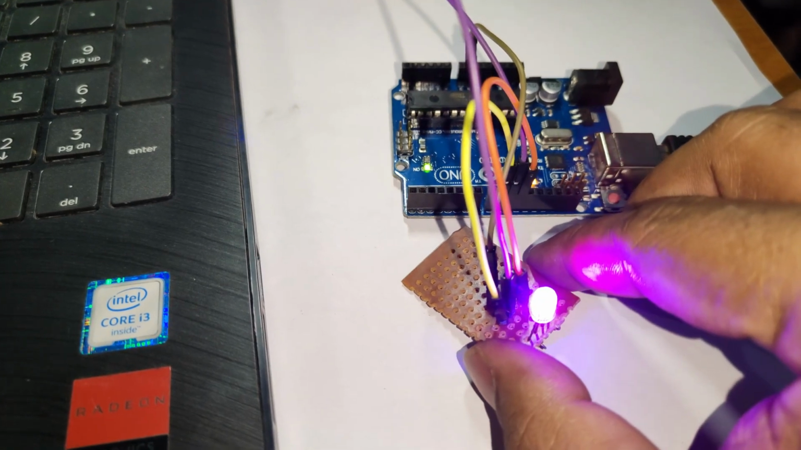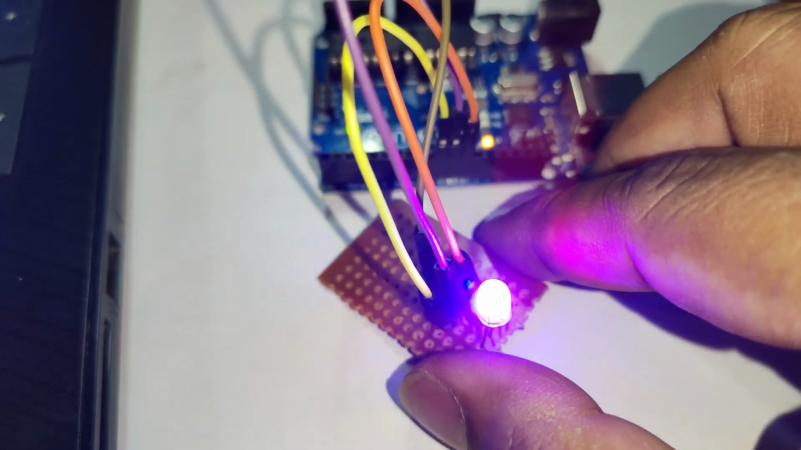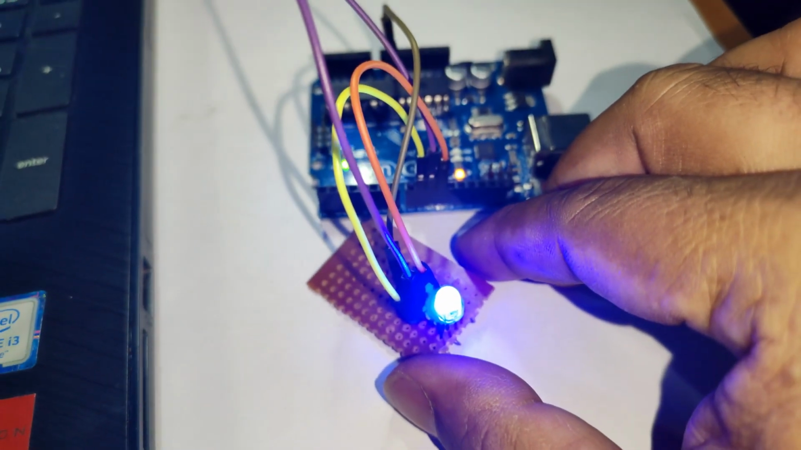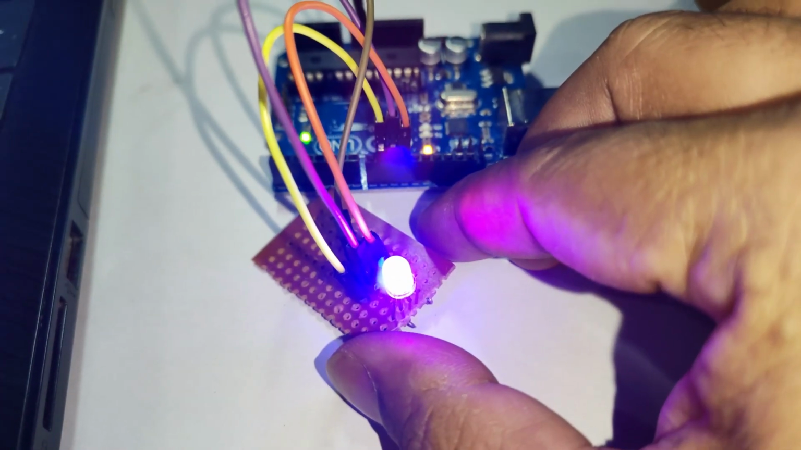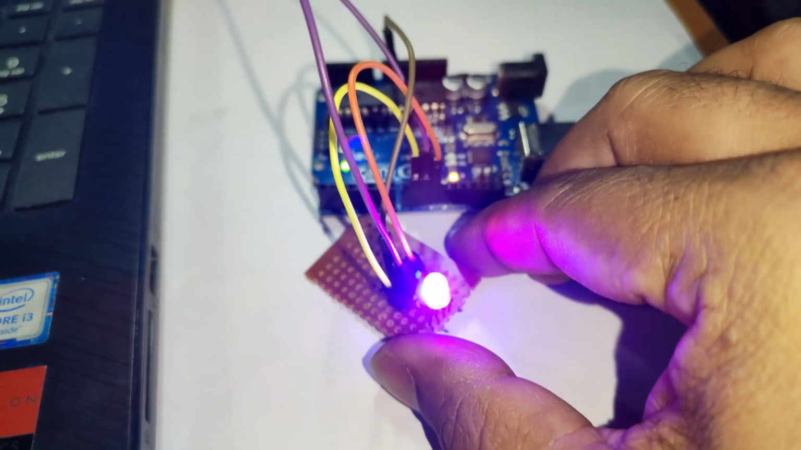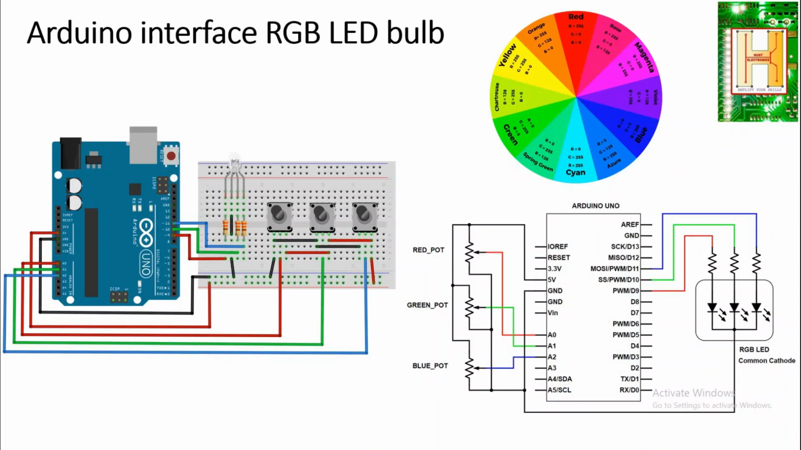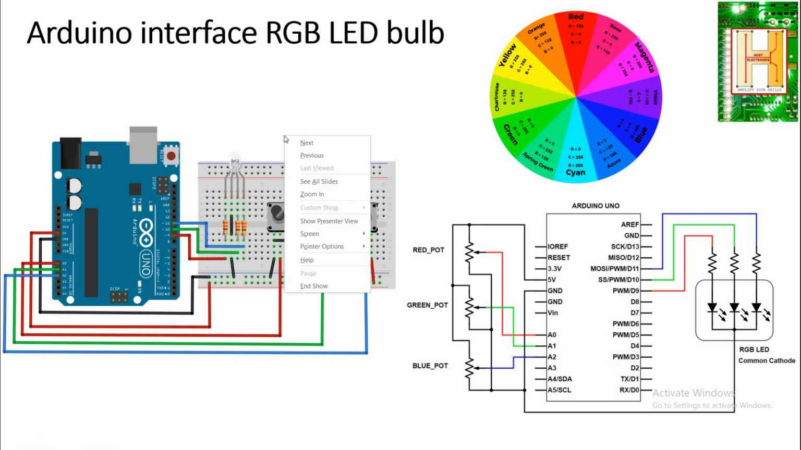So there are two methods. One, we can control it, and another, we can change the color through the program. Now let us move to the next activity where we can control it externally. So friends, in the next experiment we are going to see how we can control this RGB bulb externally.